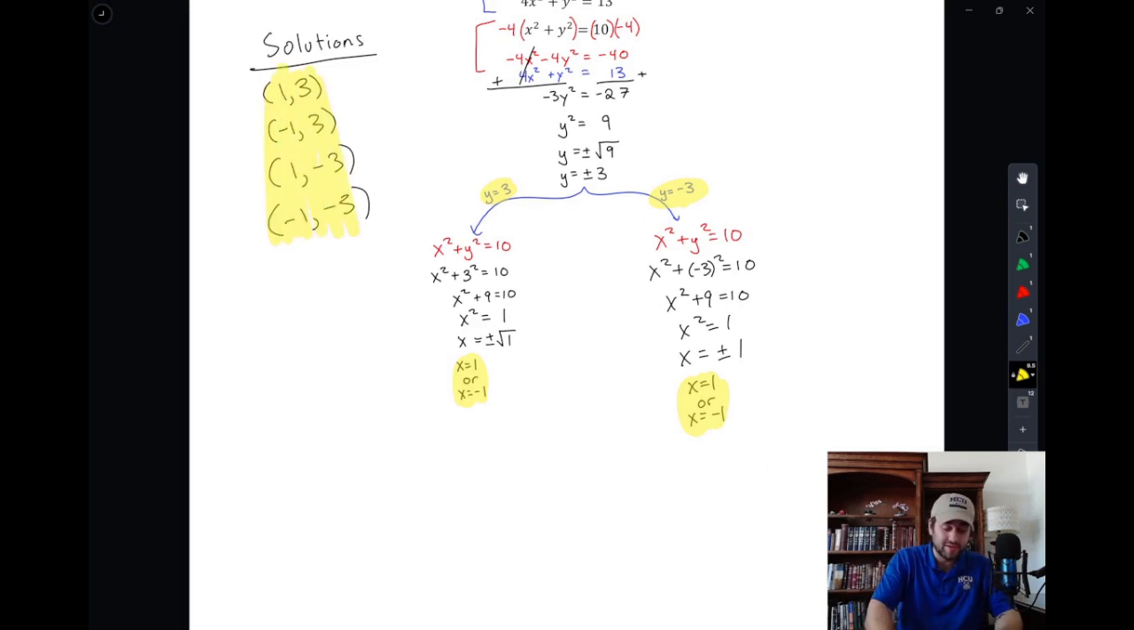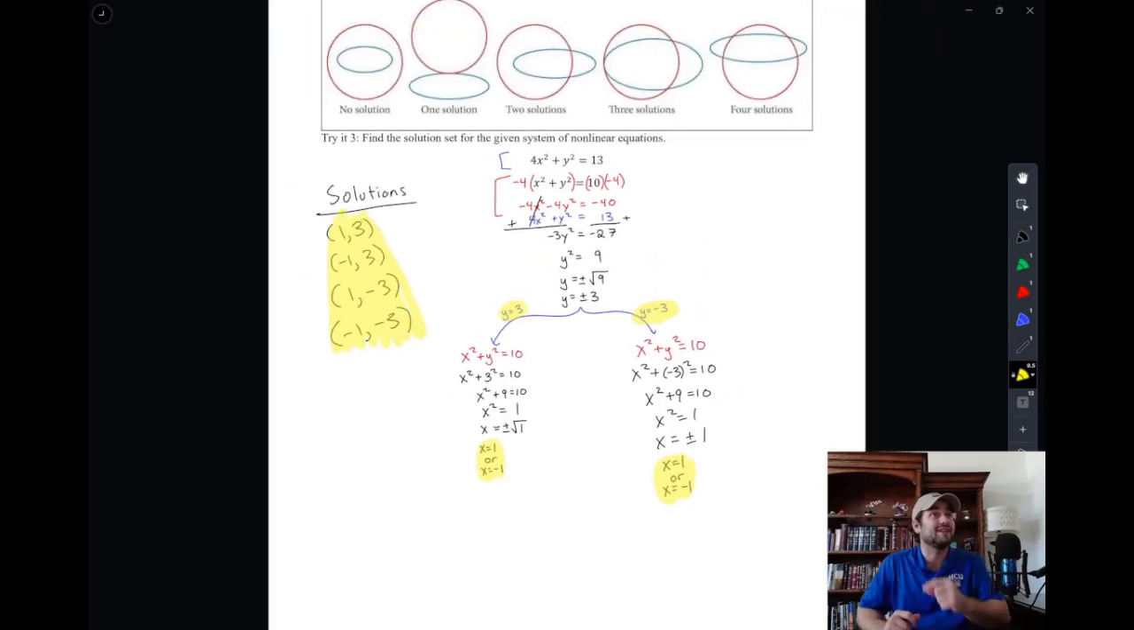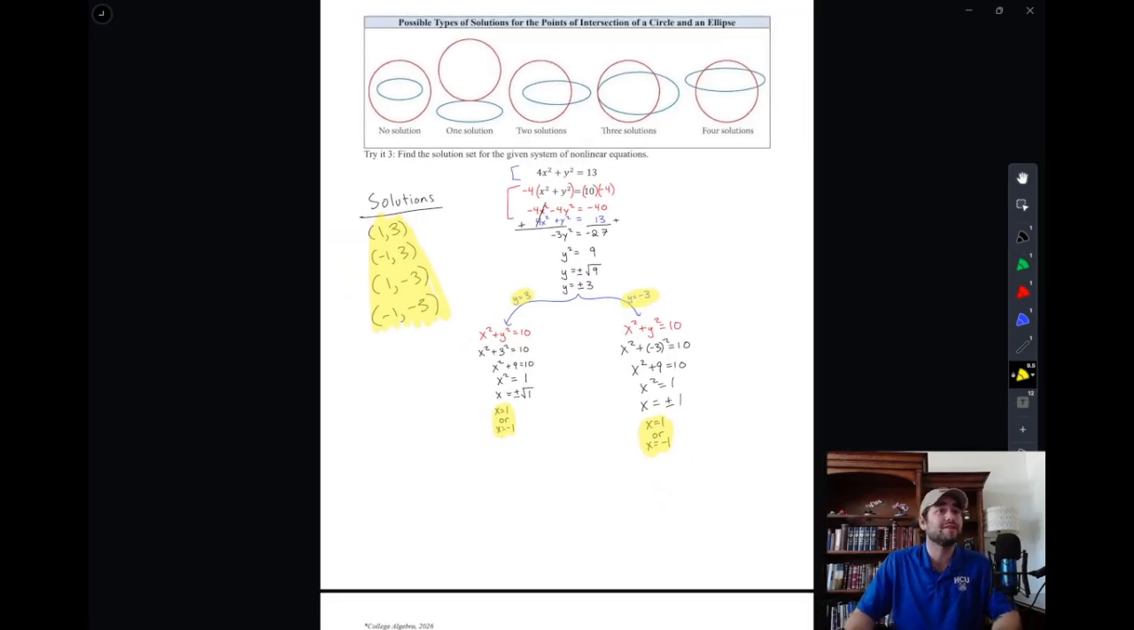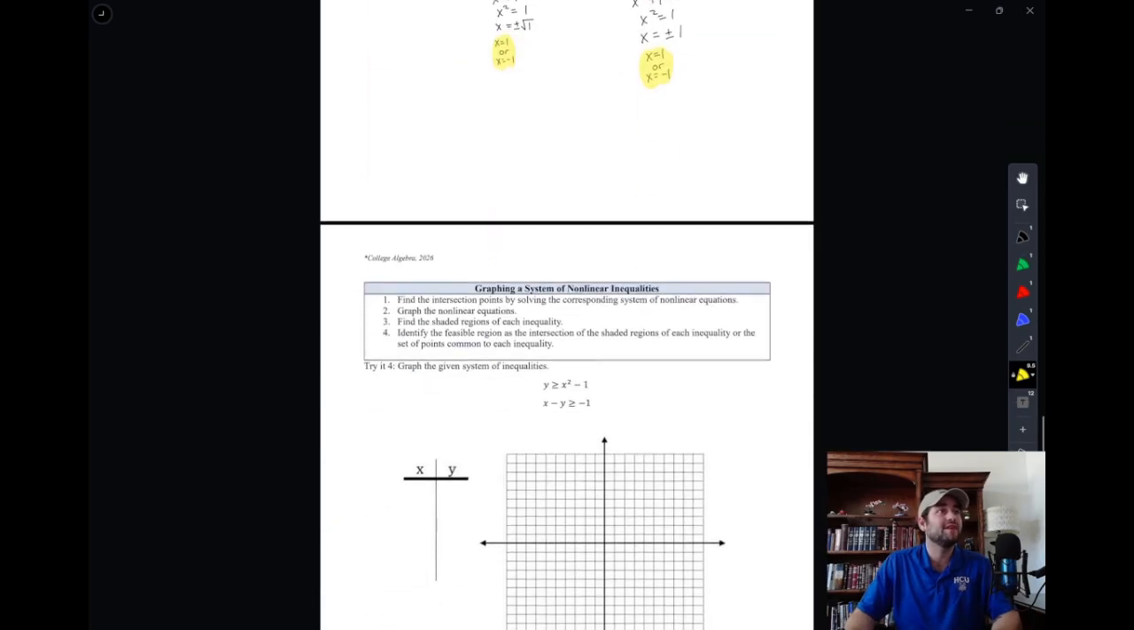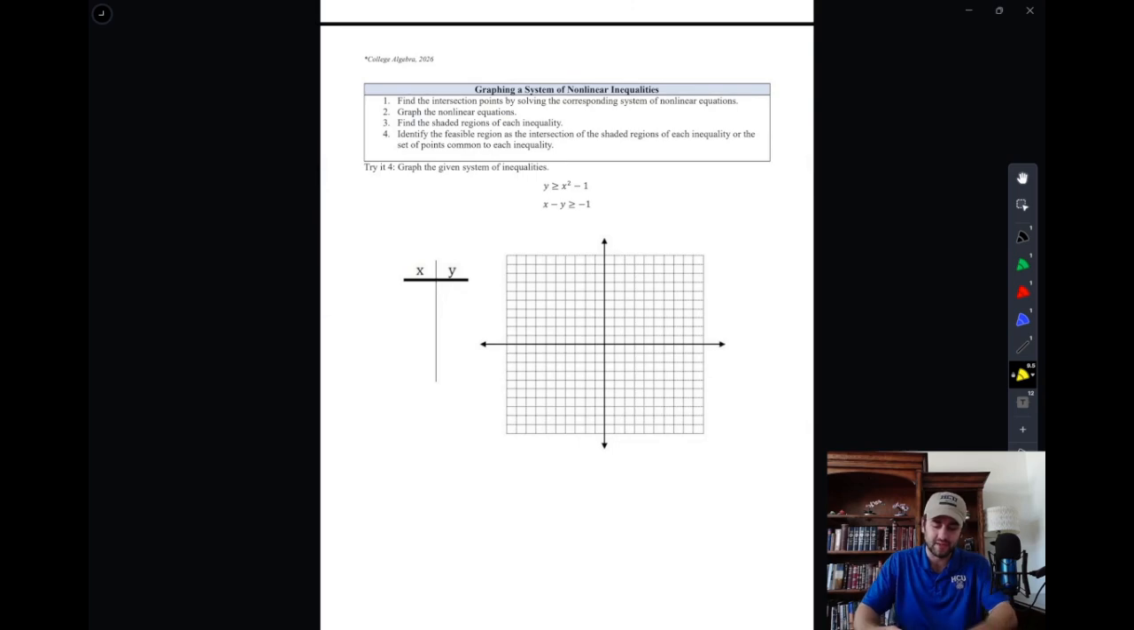And so if we look up at the top and say, well, what type of circle intersection was this? It looks like the very last one on the right, where there were 4 intersection points of this circle and this ellipse. And that was using the addition method to solve a system of equations. So we've done the substitution method and the addition method. We're going to do one more thing with this topic. And the one more thing is just graph these things and kind of plug and chug some numbers to see what these graphs look like.